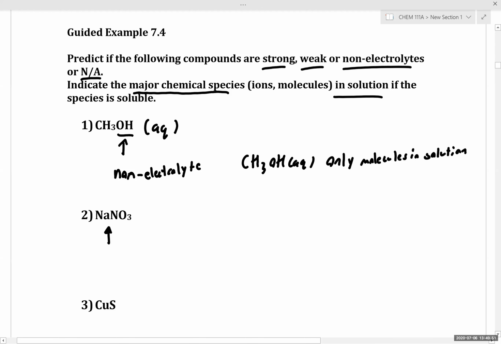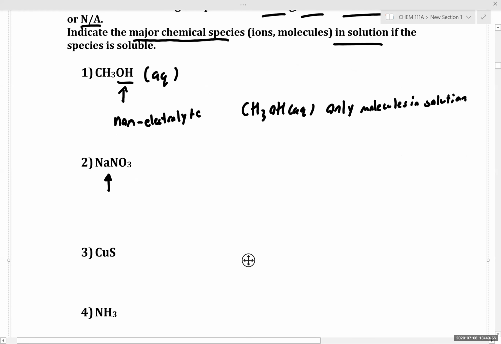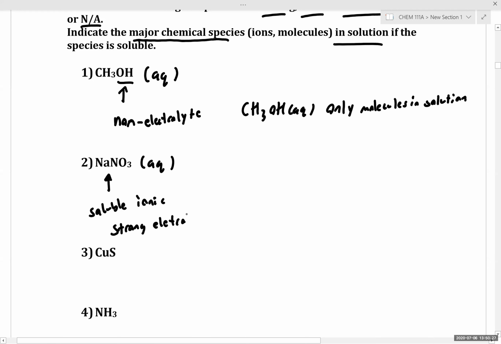Sodium nitrate. What is that? Is that ionic, covalent? What is it? Ionic. And is it soluble or insoluble? Sodium salts, sodium nitrate. Is that soluble or insoluble? Sodium salts are soluble. Yep, so this is a soluble ionic compound. So it gets the aqueous symbol. Ergo, we have a strong electrolyte, and this sodium nitrate is going to break down in solution to sodium plus and NO3 minus, and we have only or almost entirely ions in solution.